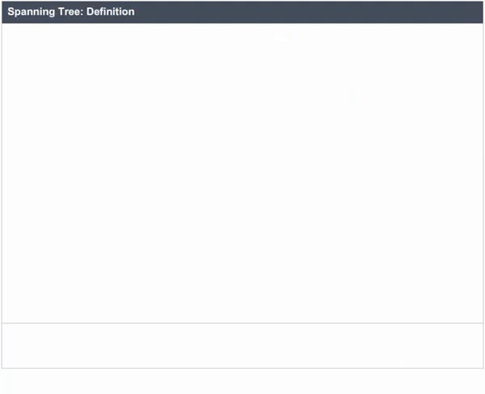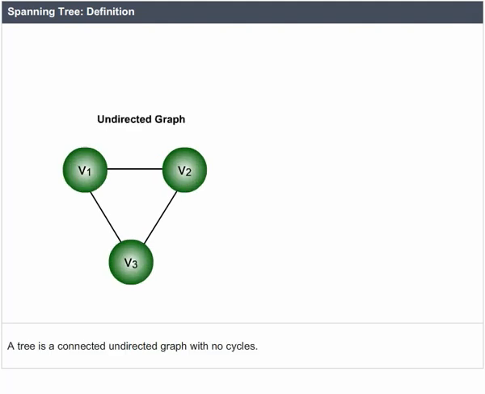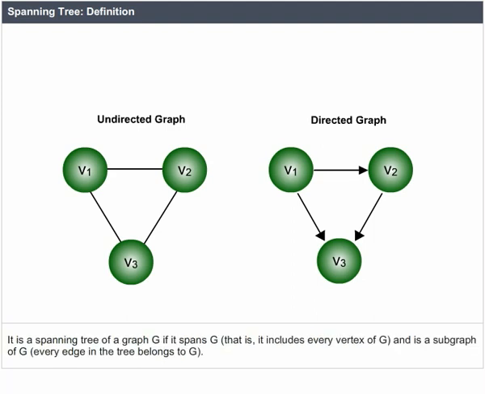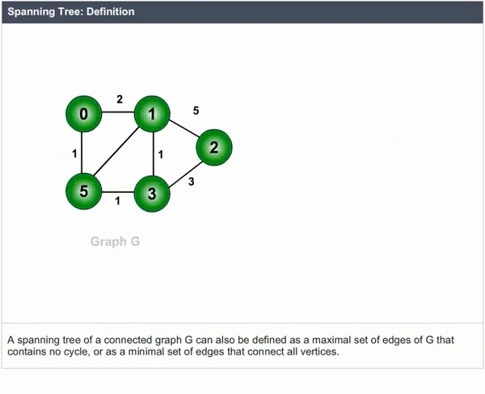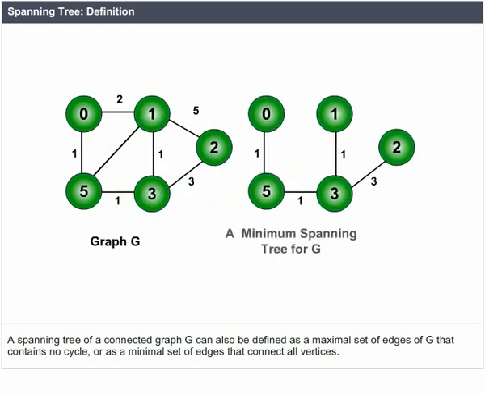Spanning tree definition. A tree is a connected undirected graph with no cycles. It is a spanning tree of a graph G if it spans G, that is, it includes every vertex of G, and is a subgraph of G. Every edge in the tree belongs to G. A spanning tree of a connected graph G can also be defined as a maximal set of edges of G that contains no cycle, or as a minimal set of edges that contain all vertices.